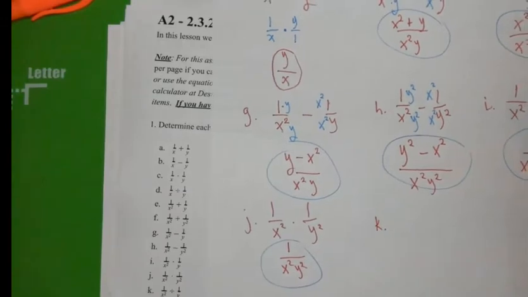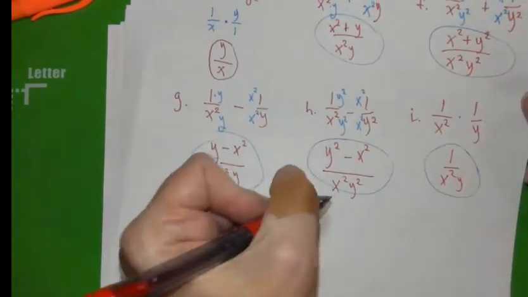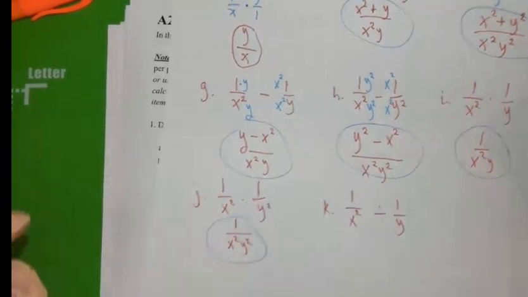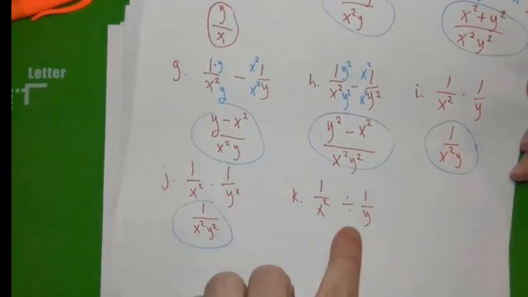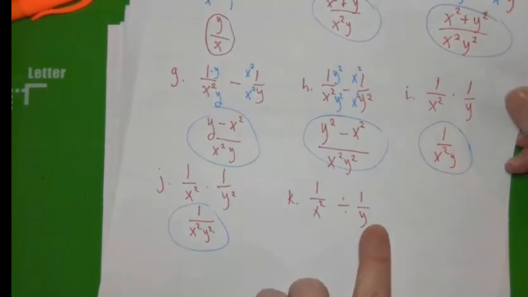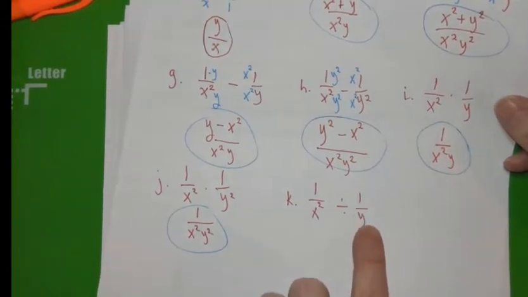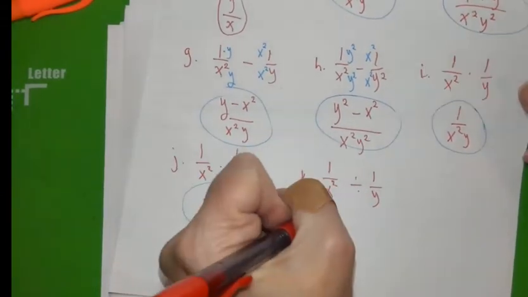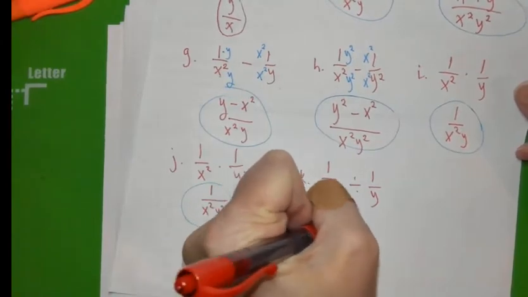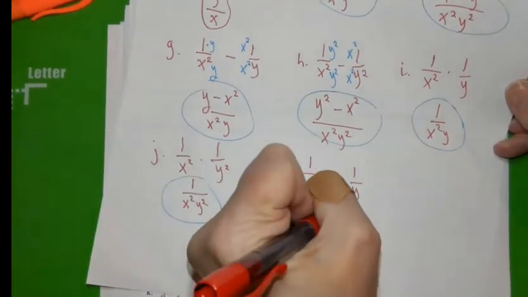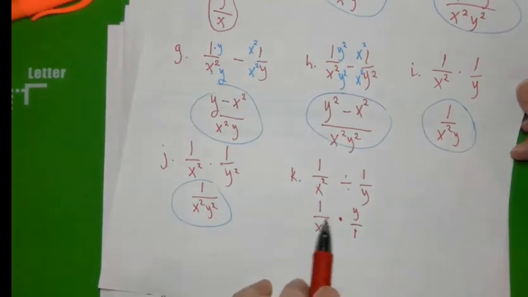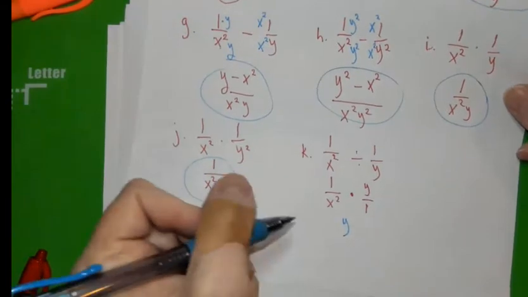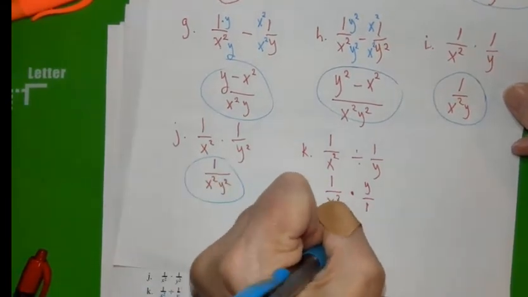All right, K. We get 1 over x squared divided by 1 over y. Now, division does require a little work because when you divide a fraction, remember you're going to take the reciprocal of whatever you're dividing by, and we're dividing by 1 over y. So we'll write 1 over x squared times the reciprocal, y over 1. Now we can multiply straight across. 1 times y is y, and 1 times x squared is x squared.